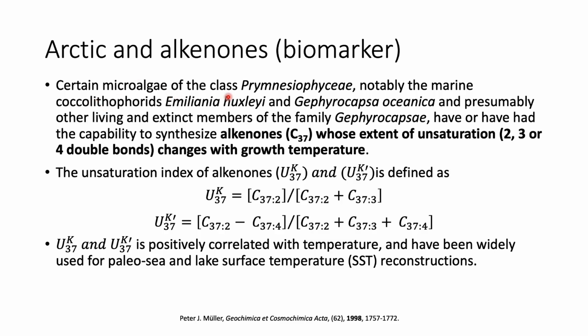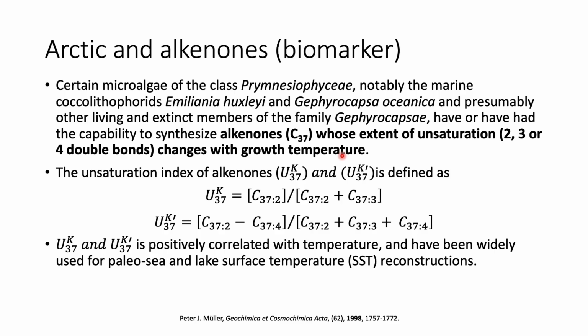So certain microalgae of the class Prymnesiophyceae, notably the marine coccolithophorids, and other living and extinct members of the family Gephyrocapsaceae, have had the capability to synthesize alkenones. The main thing is these microalgae could synthesize some chemical compound, alkenones, whose extent of unsaturation, whether 2, 3 or 4 double bonds, changes with growth temperature. So if temperature is high, they produce these particular chemicals. If the temperature is low, they don't produce the chemical.